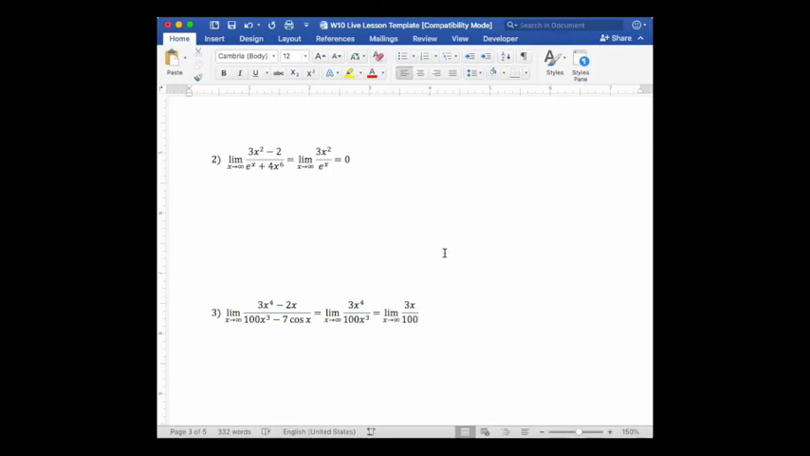Now here's the question. As x gets really, really big, what's happening to the value of this expression? Anyone want to tell me about that? I will cold call if I have to.